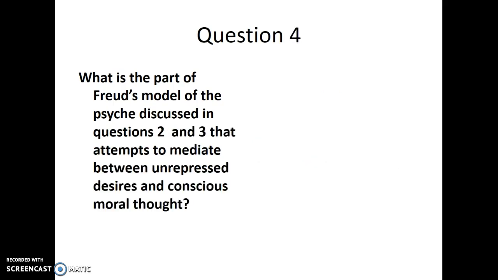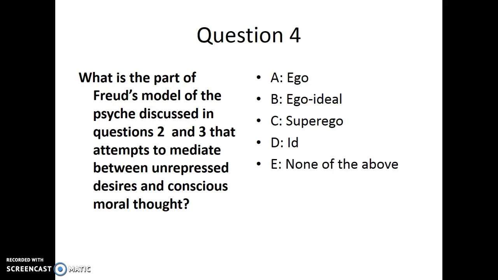Question 4. What's the part of Freud's model discussed in questions 2 and 3 that attempts to mediate between unrepressed desires and instincts and drives and conscious moral thought? A. Ego. B. Ego ideal. C. Superego. D. Id. Or E. None of the above.